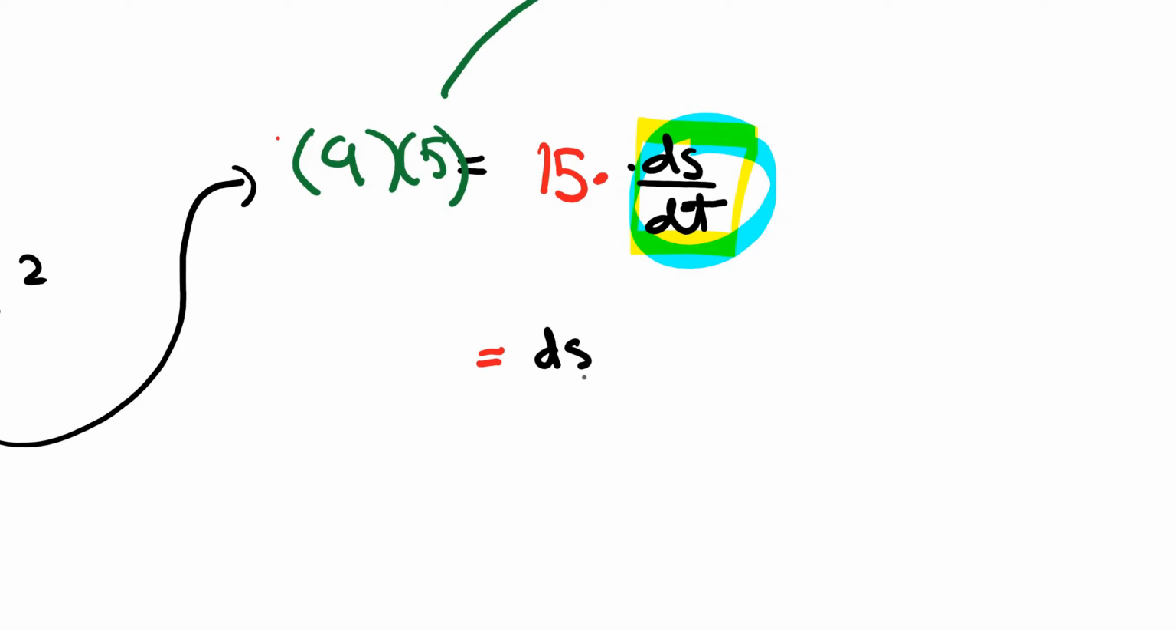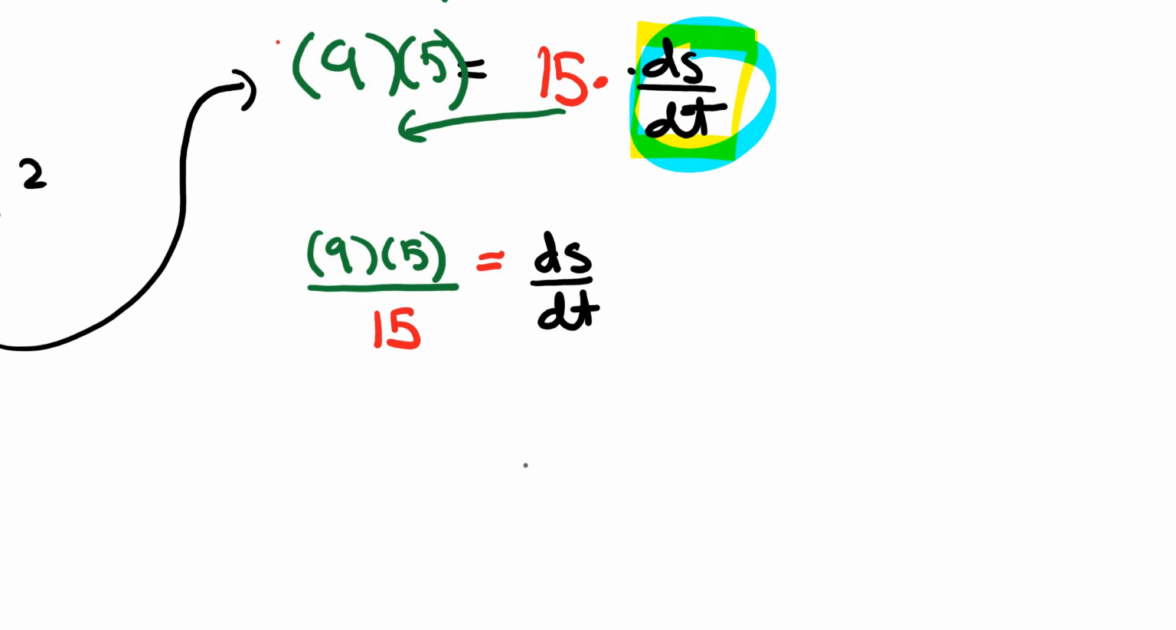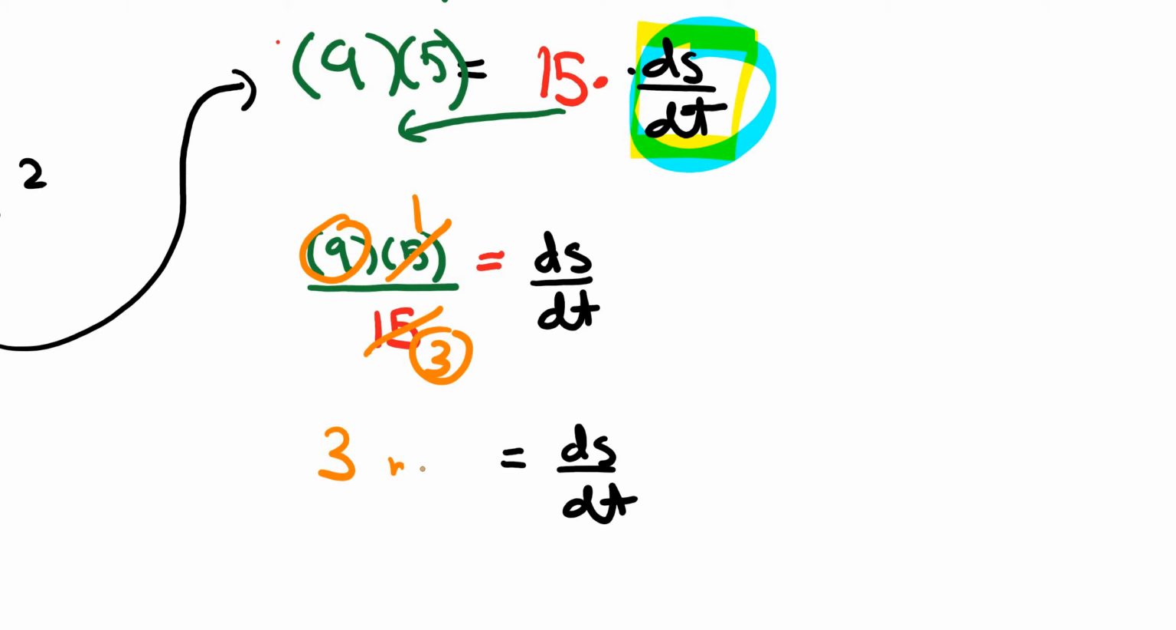So that's going to be ds over dt. And then I have my 9 times my 5. And then the 15 can go underneath. So divide by 15. And you can jump to your calculator, or you can do some simple math here. I guess 5 and 15, that's going to be 1 and 3. And then 9 divided by 3 is going to be 3. And my units are meters per second. And that's how you solve part A of the problem.